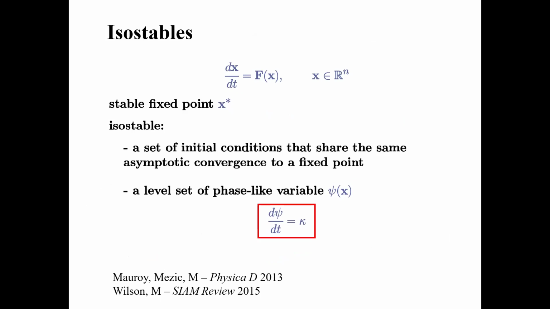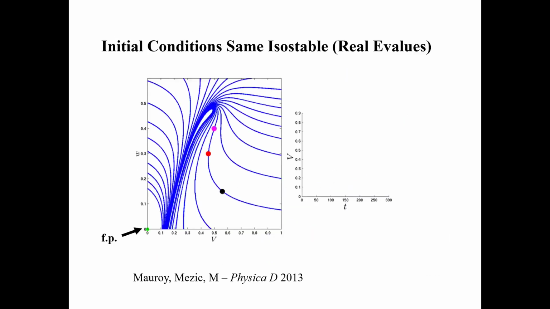And here, back then, we were interested in isostables for a stable fixed point. And so the thinking was, can we generalize the notion of phase from a stable periodic orbit to what would that mean for a stable fixed point? And so I'll show the movies here to illustrate. So there's a stable fixed point down here. In this case, it's globally stable. So every initial condition approaches that fixed point.